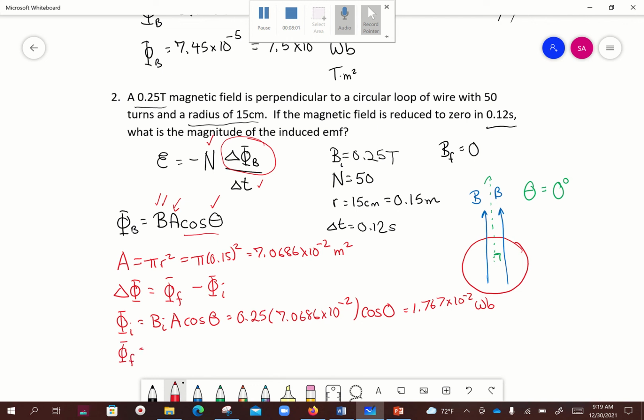Phi final is B final A cosine of theta. And in some problems, you might have the B stay the same and the area change. So in that case, you do A initial and A final, and the two B's would be the same. Or you might have the angle change, and in that case, you do theta final and theta initial and have B and A the same. So it's going to depend on the problem, but the steps are the same. So B final is 0. So 0 times anything is 0. So I don't really need to spend the time writing this, but let's go ahead and do it. All right, so my final flux is 0.